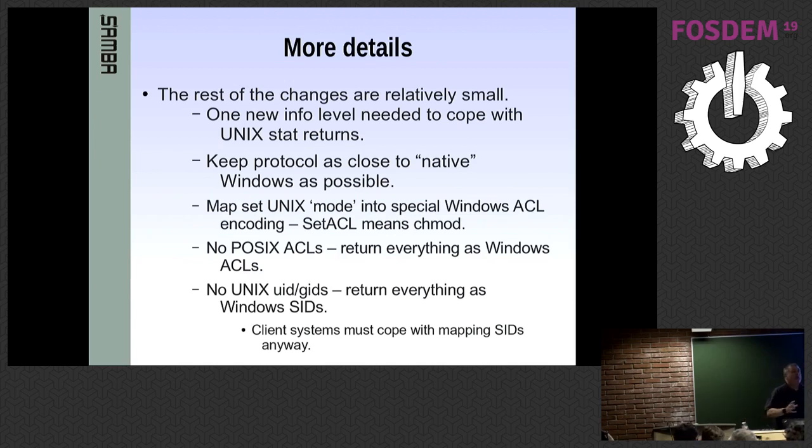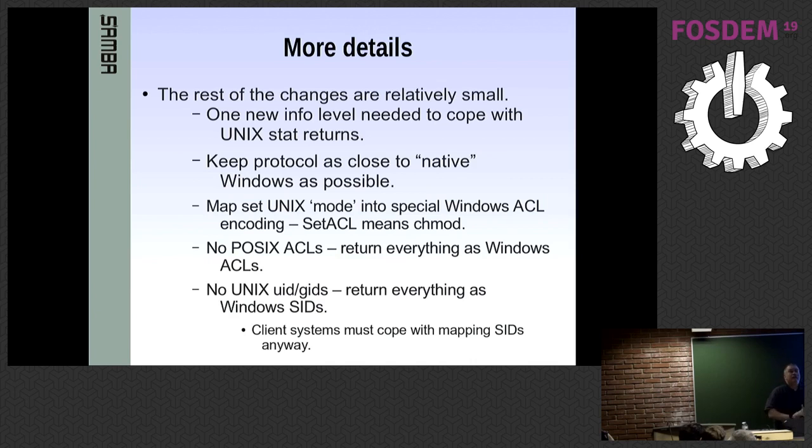That code is already in the Linux kernel to support NFS v4 servers. So let's just reuse that. I'm tired of fighting Christoph Hellwig over the Windows ACLs piece. Let's just put the NFS ACLs in. Other thing you don't get: no UIDs and GIDs. Everything comes back as Windows SIDs.